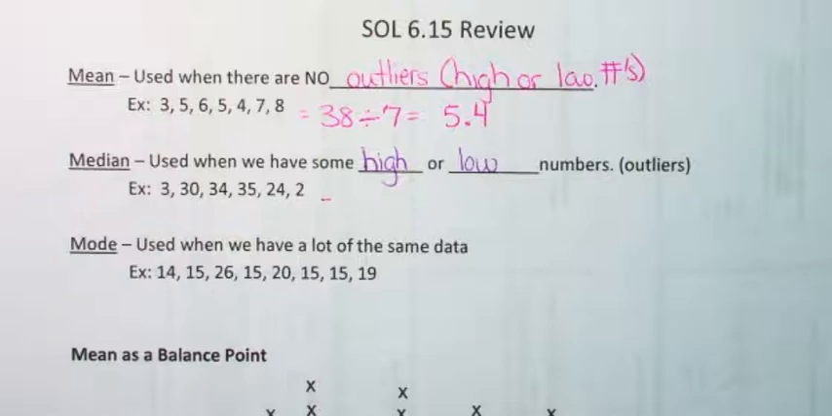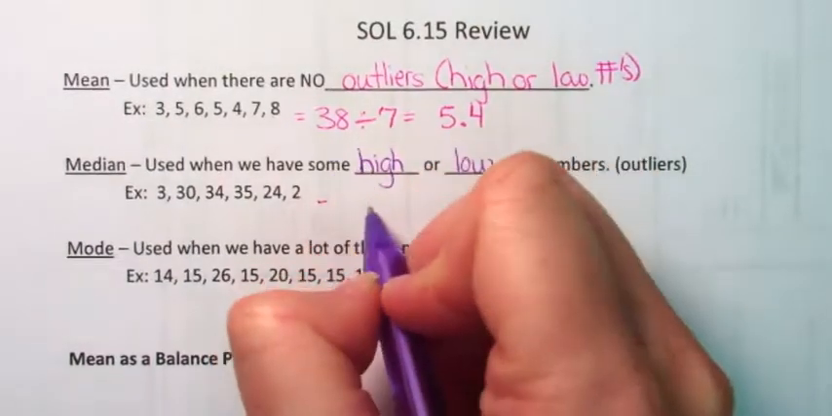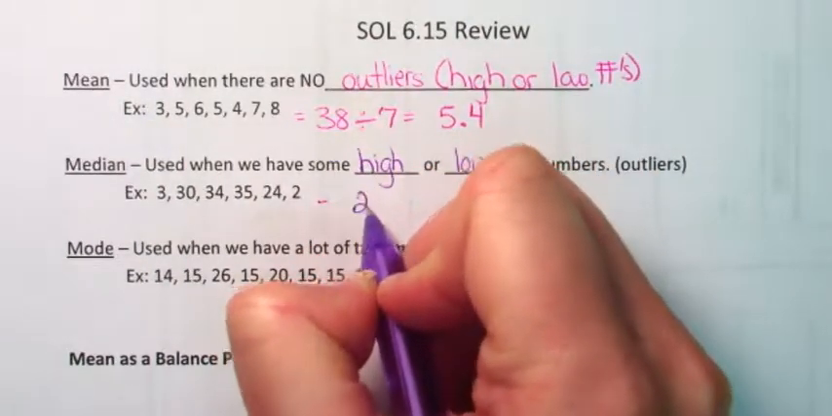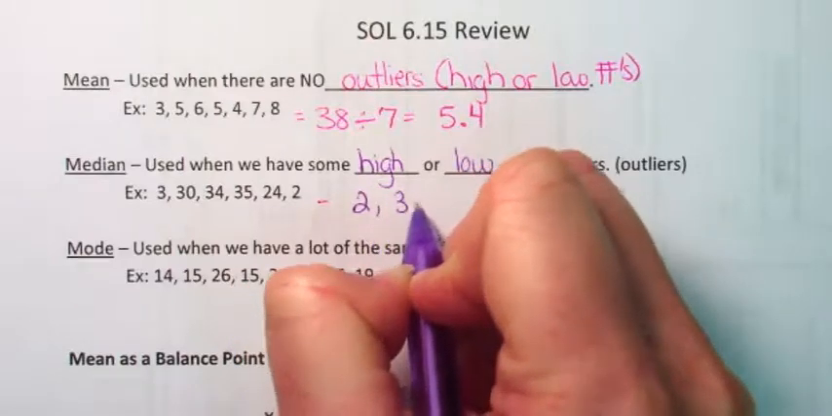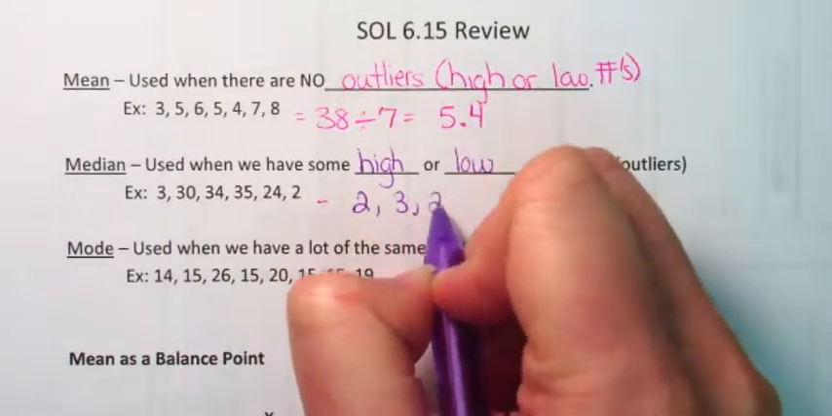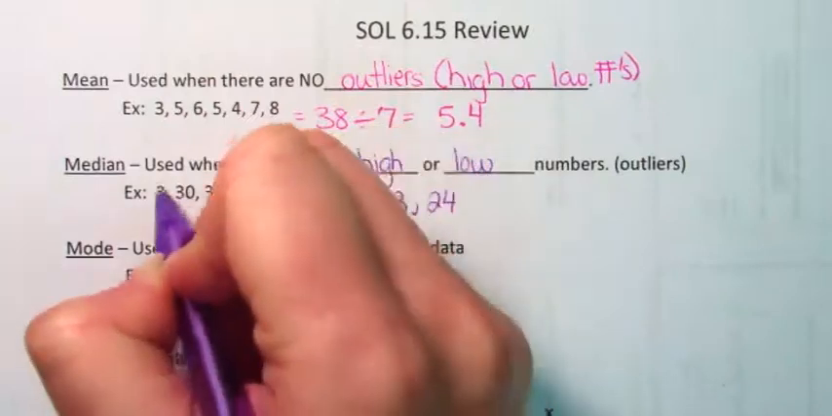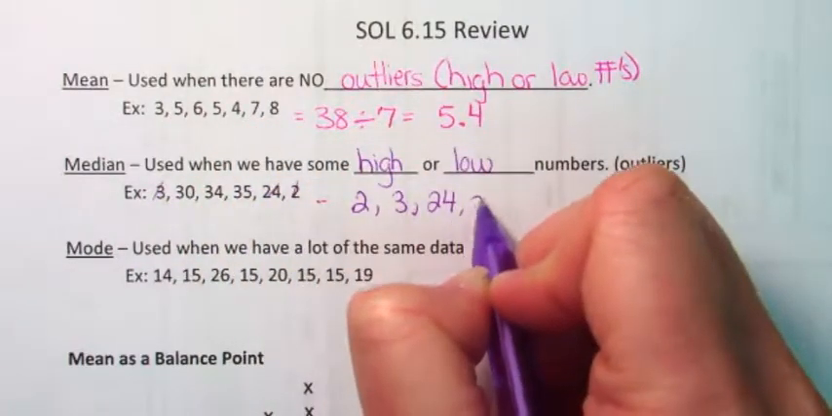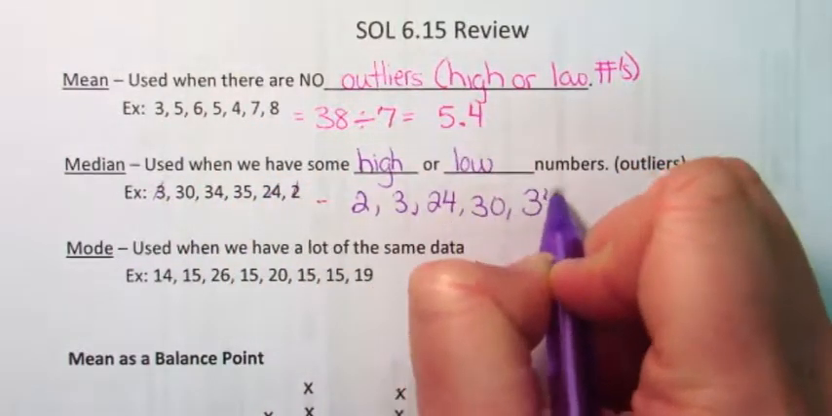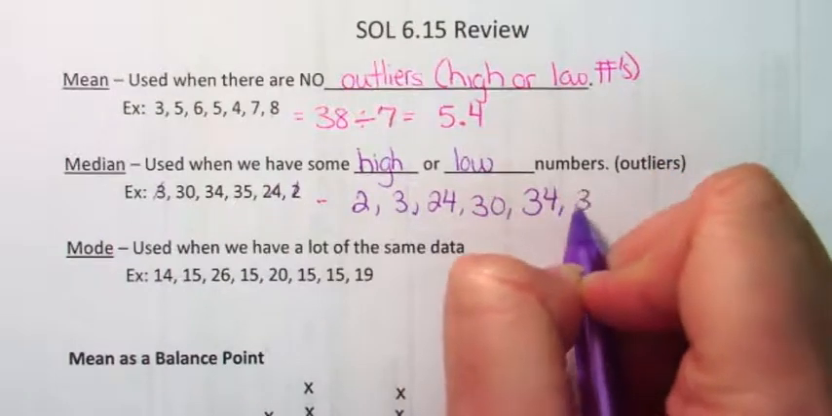So to find median, we order our numbers from least to greatest. So I have to rewrite them. So let's see, we have 2, 3, 24, 30, 34, and 35.